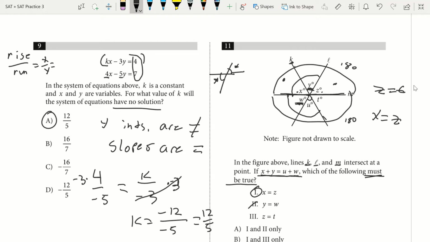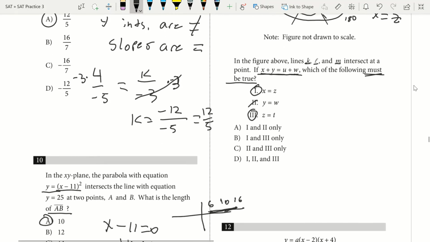Now we're left with z equals t, which we already found earlier that z must equal t because we have 180 across here, and then we have x and y and u and w, they're equal. X plus y equals u plus w is what we're told, which means that z must equal t. So our equations that are correct are going to be our 1 and our 3 only, which will be B.